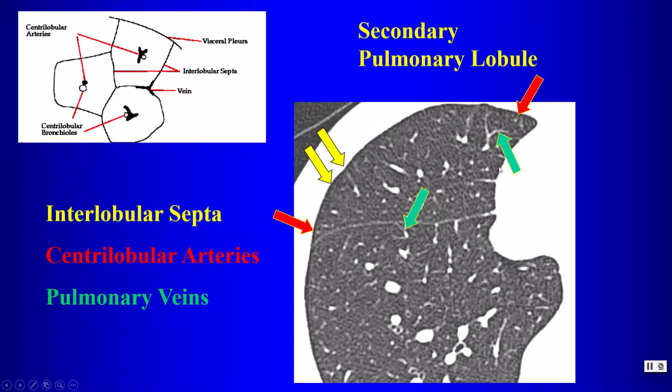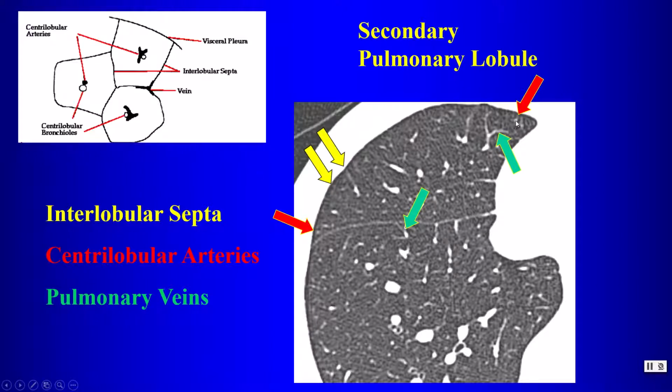So when we look at a high-res CT, what will we see here? Well, when we look here in the center of the secondary pulmonary lobule, we can see the centrilobular artery. Normally, we do not see the centrilobular bronchiole. We might see interlobular septae here in the periphery. This one is next to the major fissure here. And along the interlobular septae, we might see these vascular structures, and these represent pulmonary veins. So that is the anatomy that we can see on high-res CT.